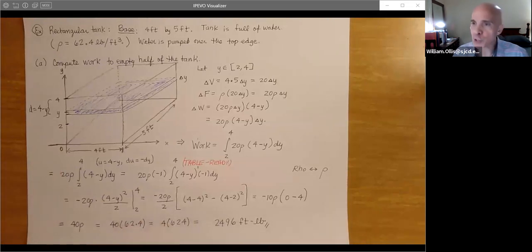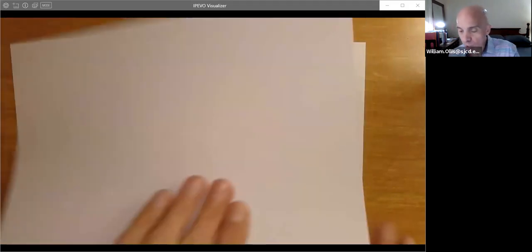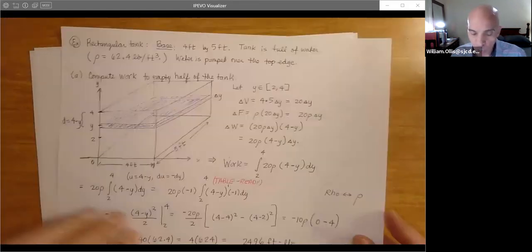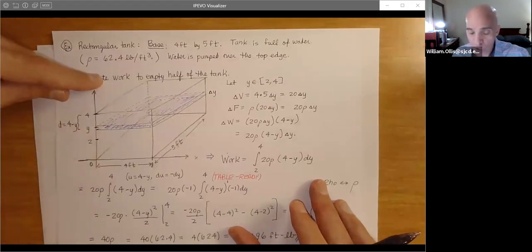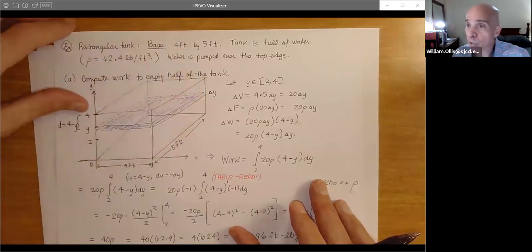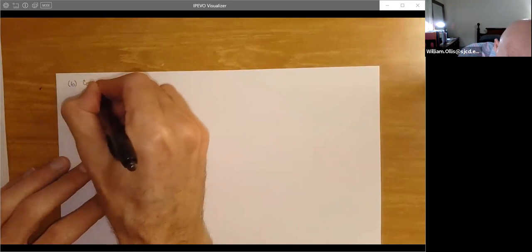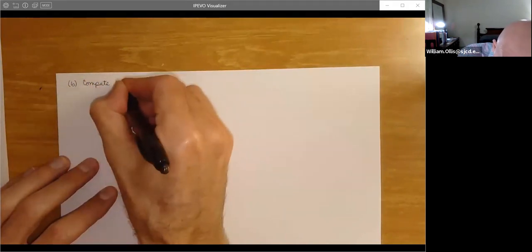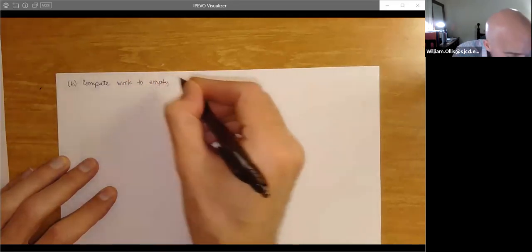Okay, so now let's do the entire tank. Now, we don't have to draw a brand new picture, but let me just go back to our picture. We're going to think that now we're removing from the bottom all the way out. So here we're removing the top half. Now we're going to remove all contents. So that's just going to be a minor change, but it's an important change. So I want you to see it. So for B, compute work to empty the entire tank.